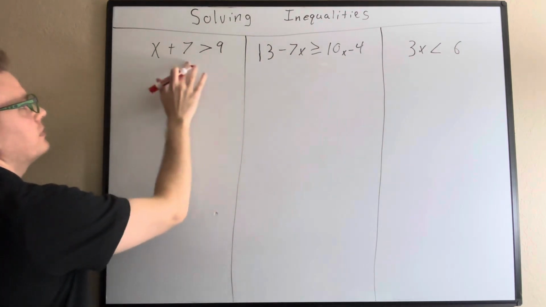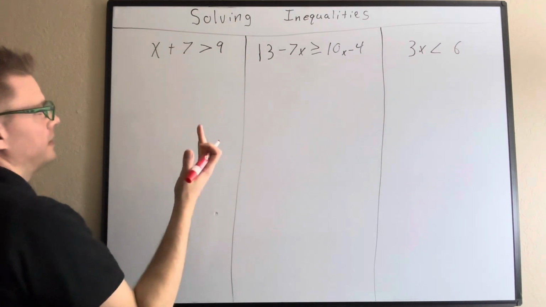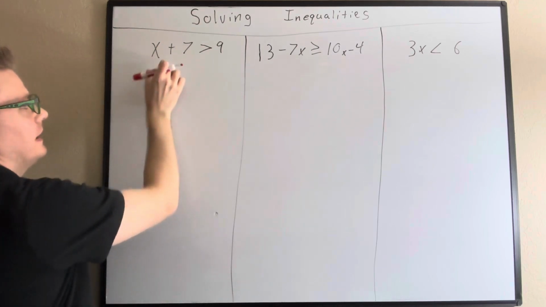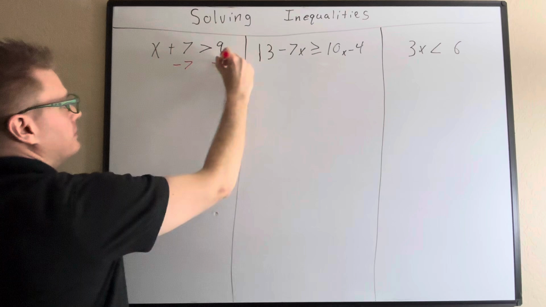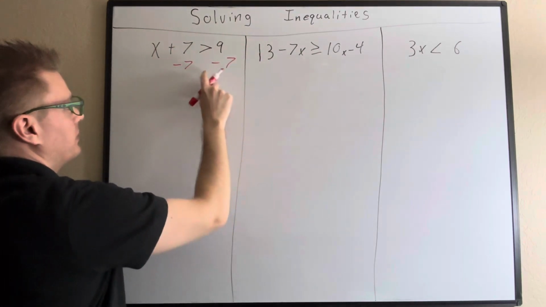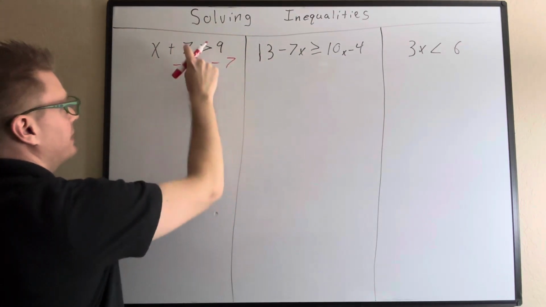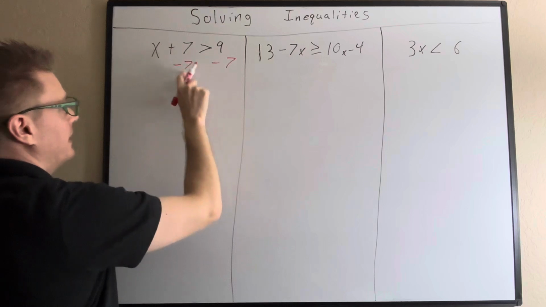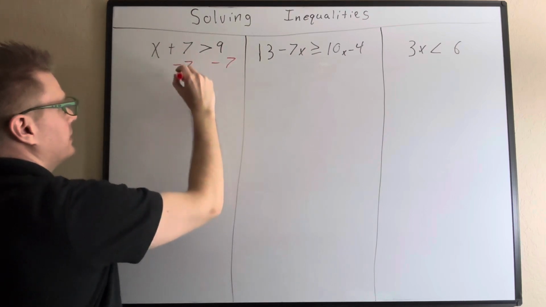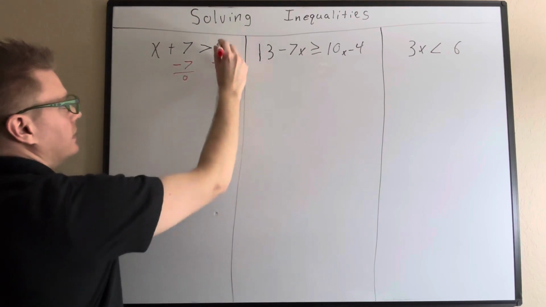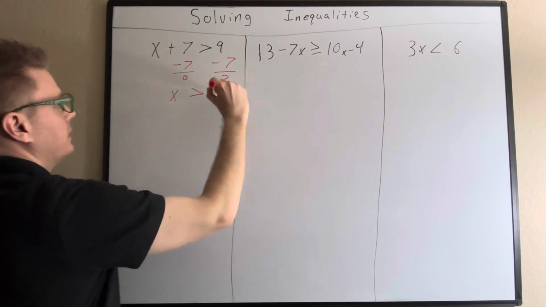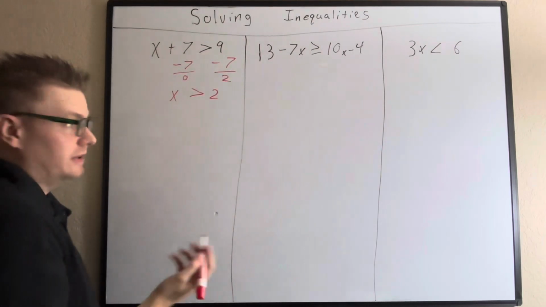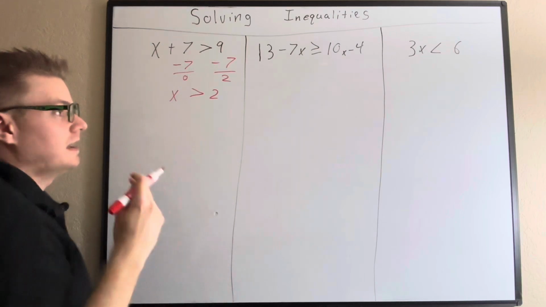So let's start with x plus 7 is greater than 9. We want to just get x by itself, right? So we treat it like we're solving an equation. Subtract 7 from both sides. 7 minus 7 is 0, so that cancels out. 9 minus 7 is 2. So x is greater than 2. That's your answer. It's easy.